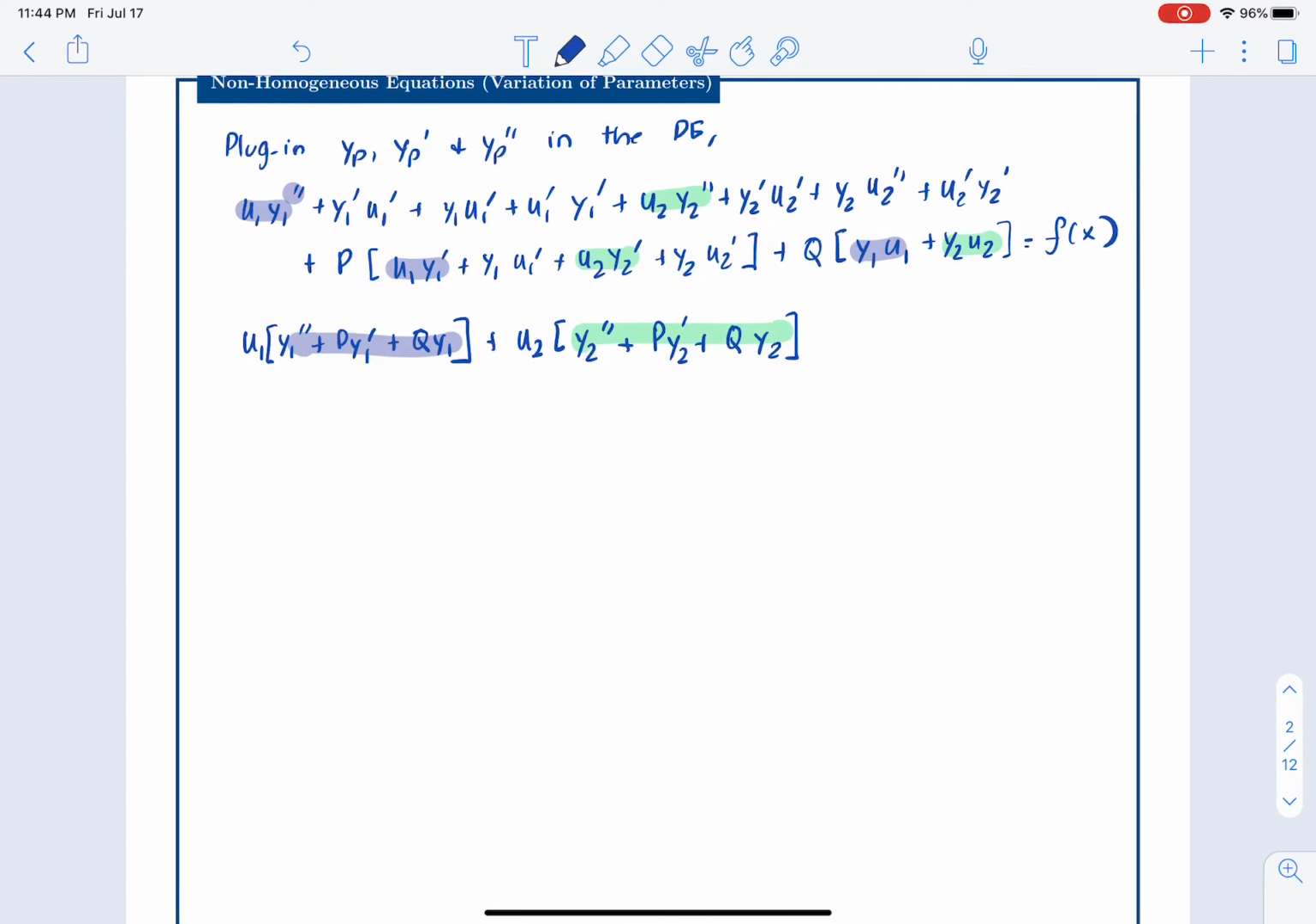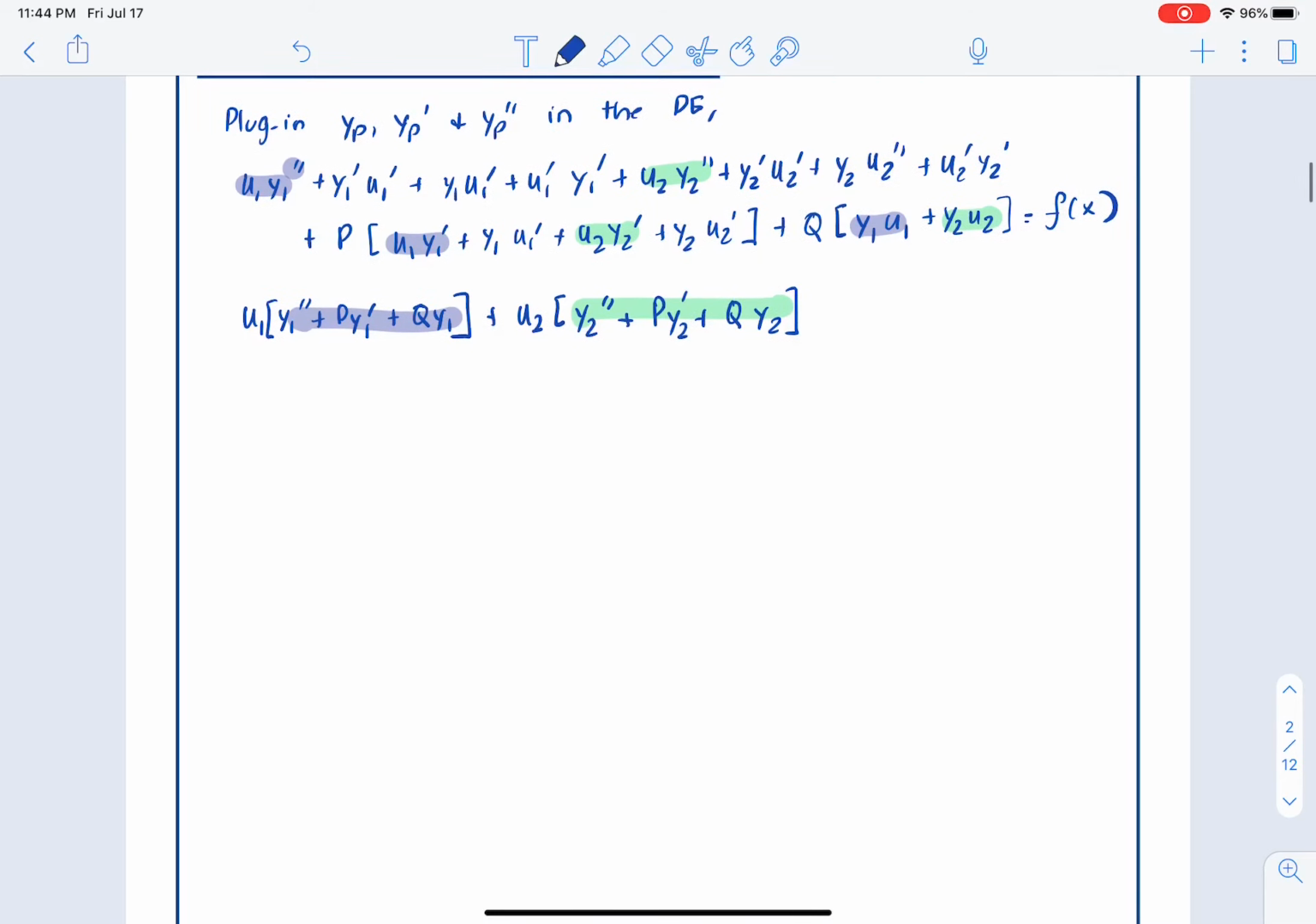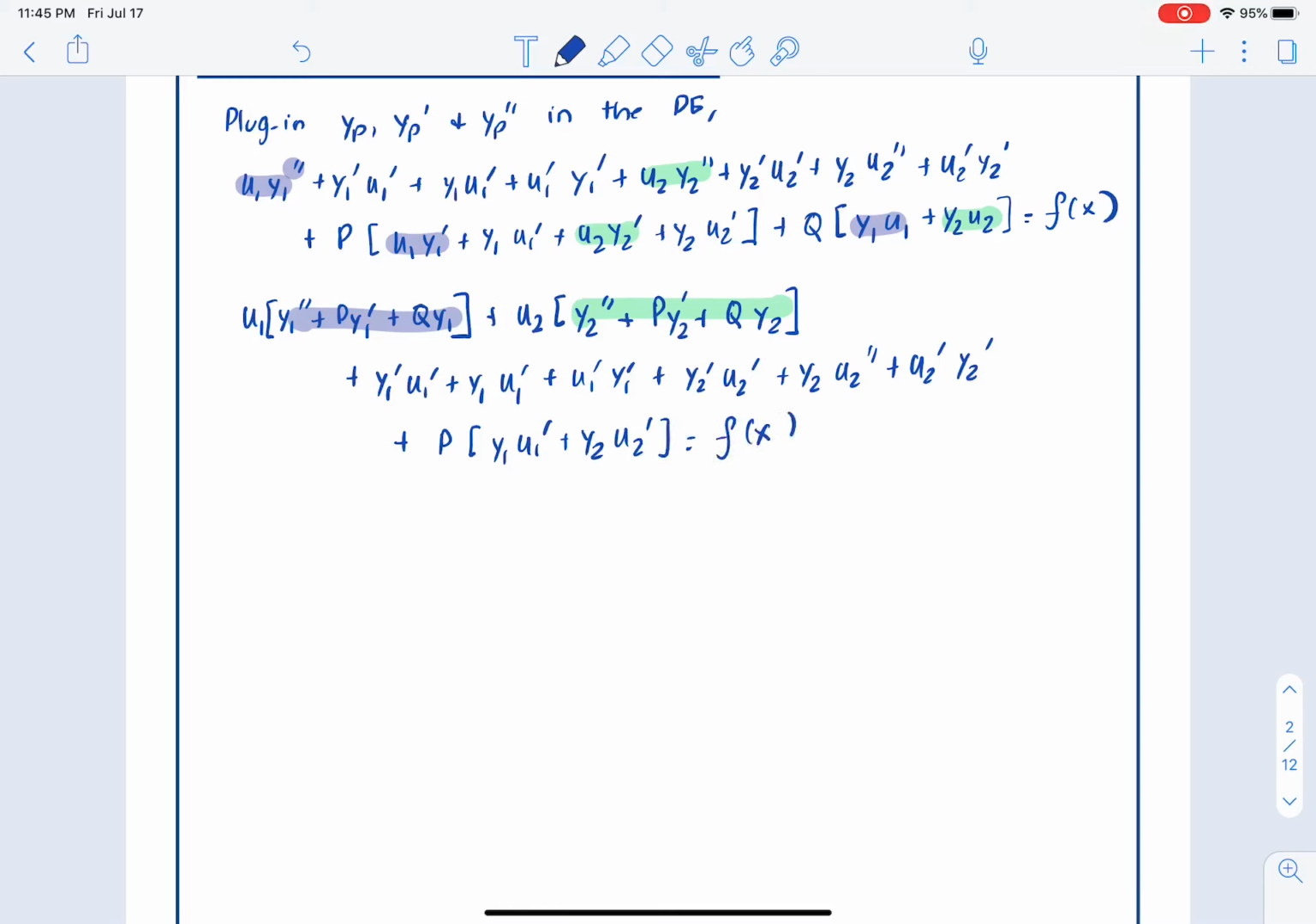Now, the remaining terms, we can just write that here. So y1 prime u1 prime, y1 u1 double prime, u1 prime y1 prime, y2 prime u2 prime, y2 u2 double prime, u2 prime y2 prime, plus p times y1 u1 prime plus y2 u2 prime equals f of x. Those are the terms that are left over. Now, you may say, well, why did this guy group it this way?